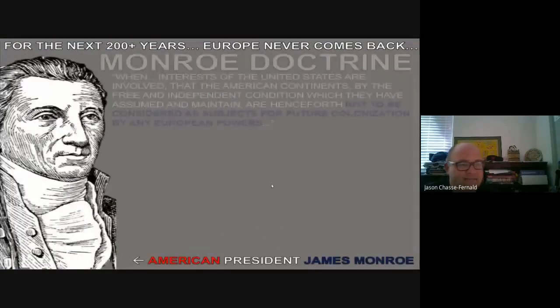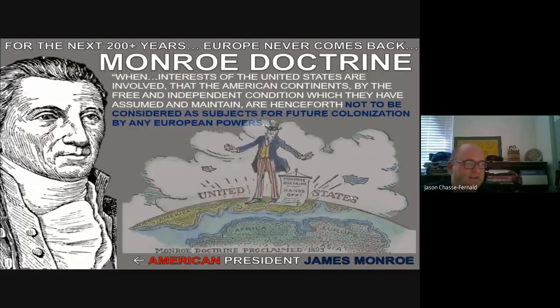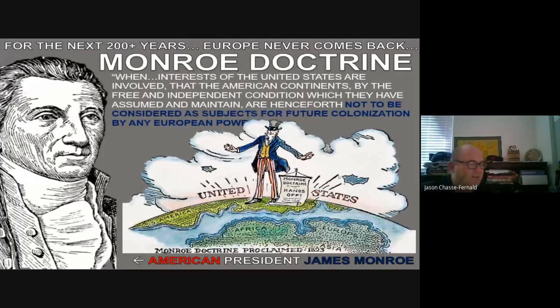Keep in mind, I just mentioned the Monroe Doctrine, so just as a little reminder for you, if you're not familiar with this because you didn't talk about this in 8th grade: when the interests of the United States are involved, the American continent, by the free and independent condition which they have assumed and maintain, shall not be considered a subject for any future colonization by any European powers. So France coming in the 1860s was an obvious violation of this. However, if you're looking for a positive, we now have Cinco de Mayo as a result of that French invasion. So there is in fact that.